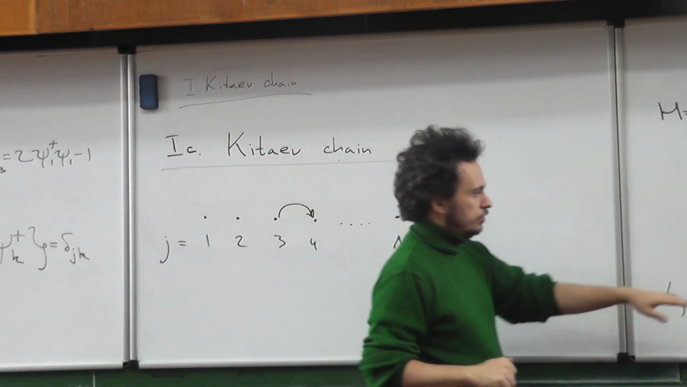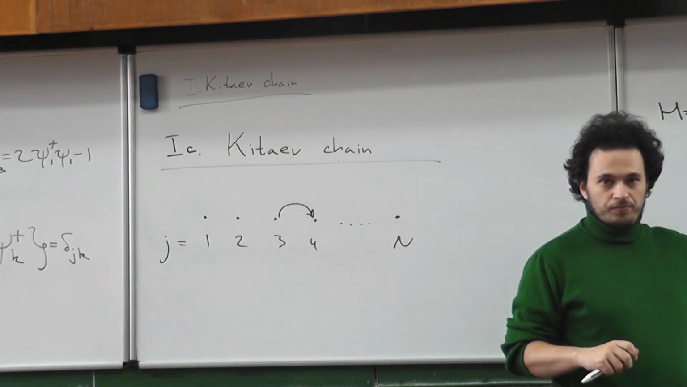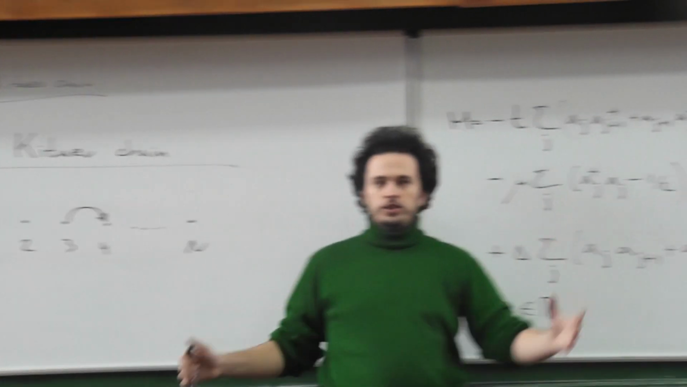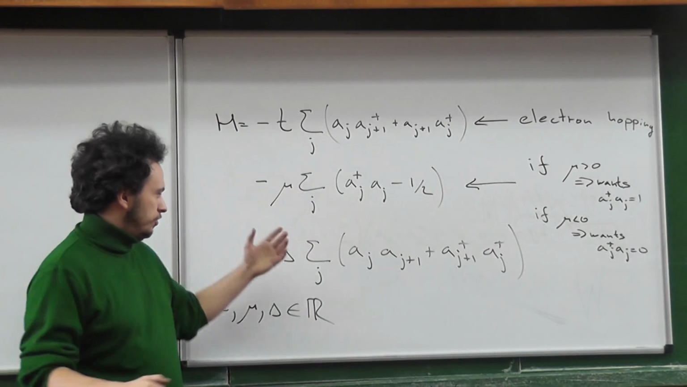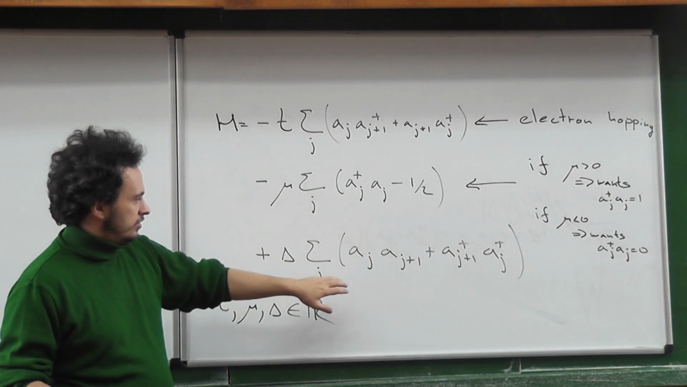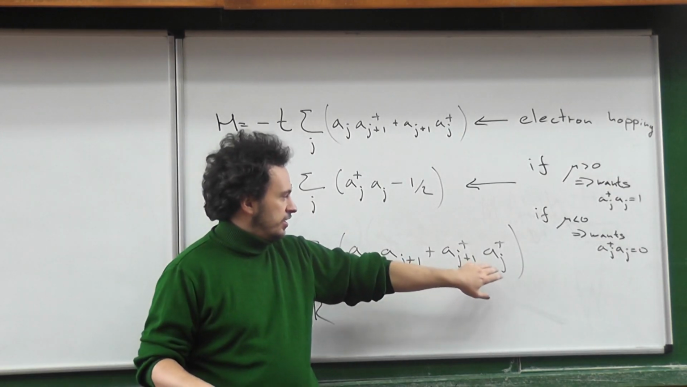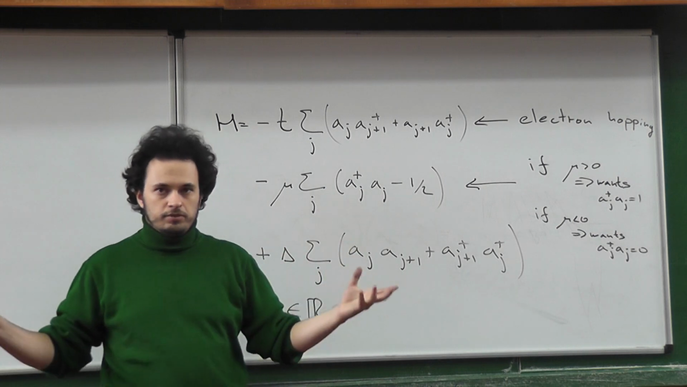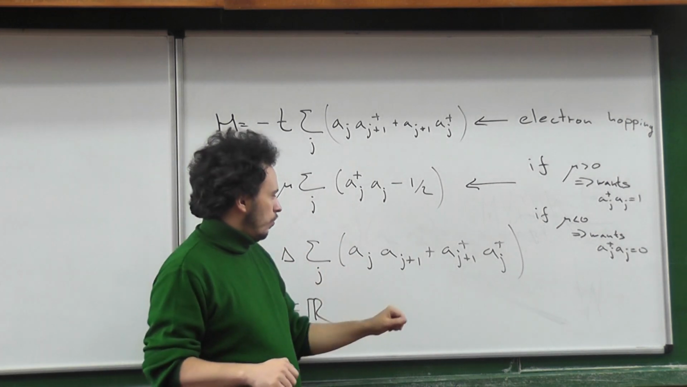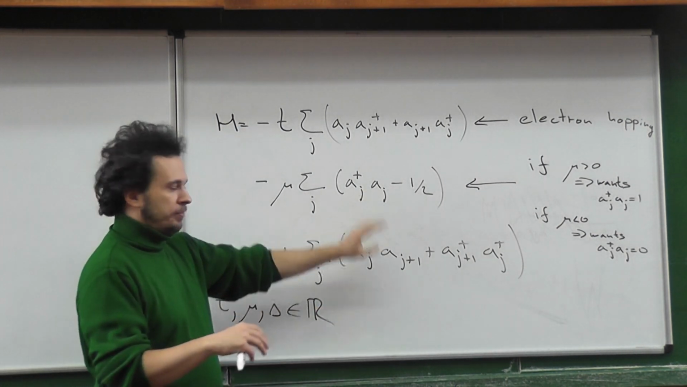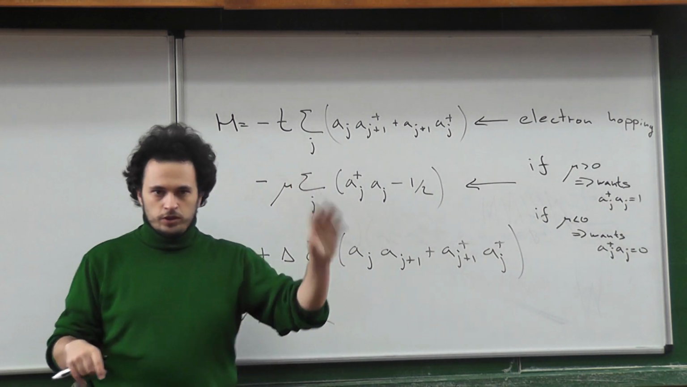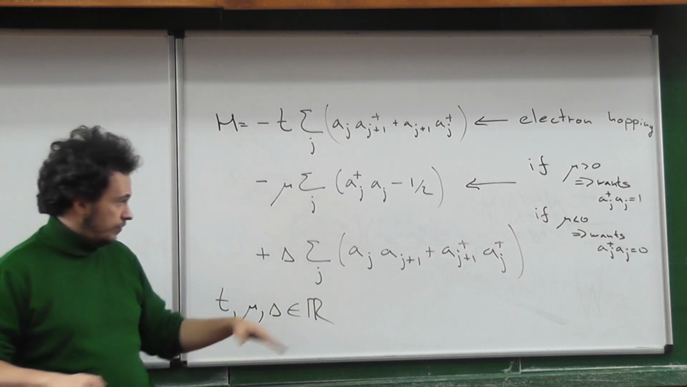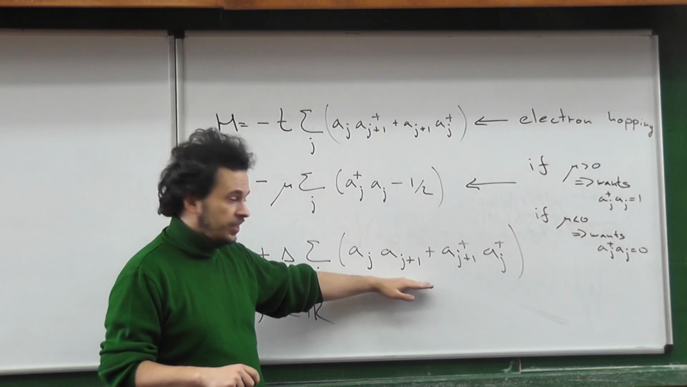This term describes superconductivity. There is a condensate of Cooper pairs, denoted by delta, and a Cooper pair can pop up, split into two electrons, or two electrons can form a Cooper pair and fall into the condensate of Cooper pairs. This is the superconductivity.